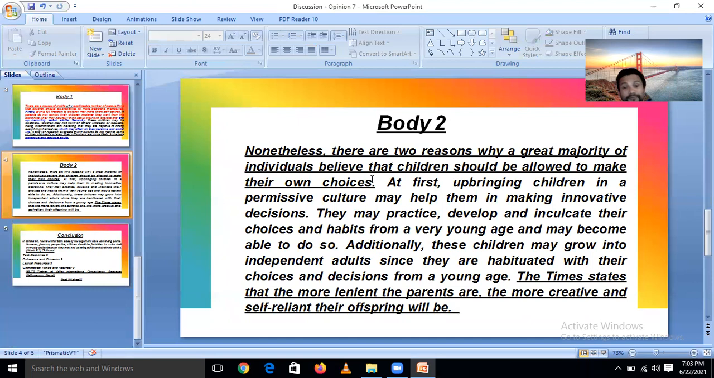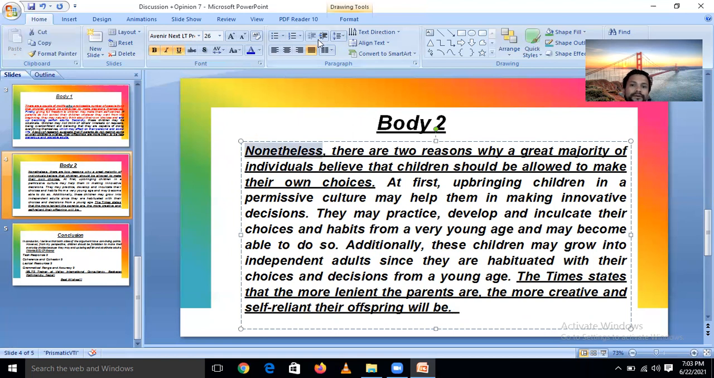Moving on in body 2, nonetheless, this is a highly standard or academic word in IELTS, which is really important. There are two reasons why a great majority of individuals, meaning the people, believe that children should be allowed to make their own choices.